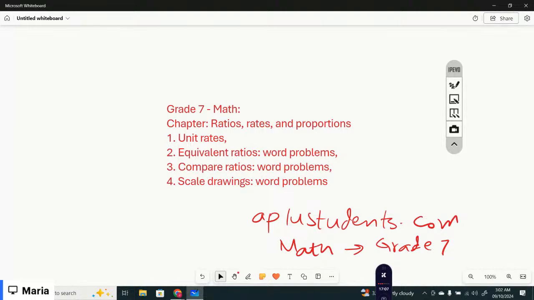The lessons we're going to cover today are unit rates, equivalent ratios word problems, compare ratios word problems, and scale drawings word problems. So please make sure you have your notebook and pencil so that you can note down the important examples and definitions as well.